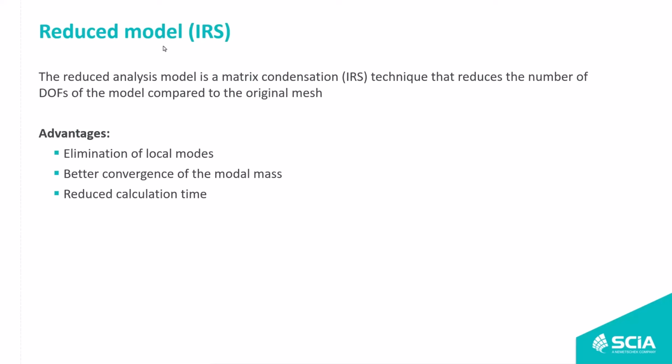Also, because of the elimination of local modes, there will be a better convergence to the modal mass, so to the famous 90% of desired participating mass. And of course, because there are fewer degrees of freedom, there will also be a reduction of calculation time. How to set up this model? Simply, one has to define the stories in the building, then enable the IRS. Just some words before moving to the software, on how it works.